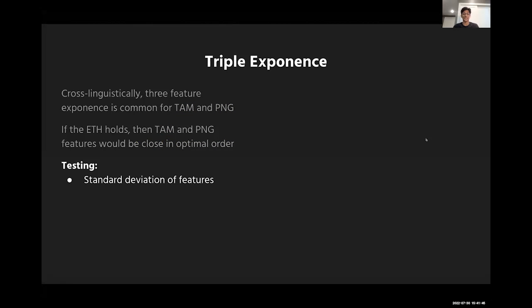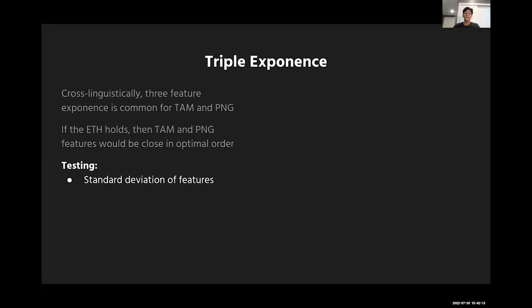So what we would expect, if the efficient trade-off hypothesis holds, in this optimal ordering of morphemes that you can generate, which leads to the most efficient trade-off curve, is that tense, aspect, and mood would be very close to one another, and person, number, and gender would be very close to one another. To formalize this, we looked at the standard deviation of tense, aspect, and mood, and of person, number, and gender. If you have a lower standard deviation, then they're going to be closer together.